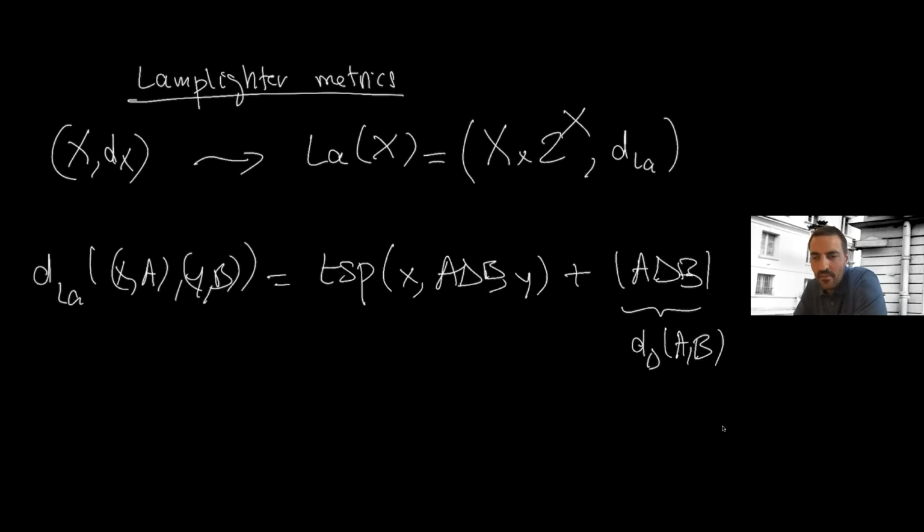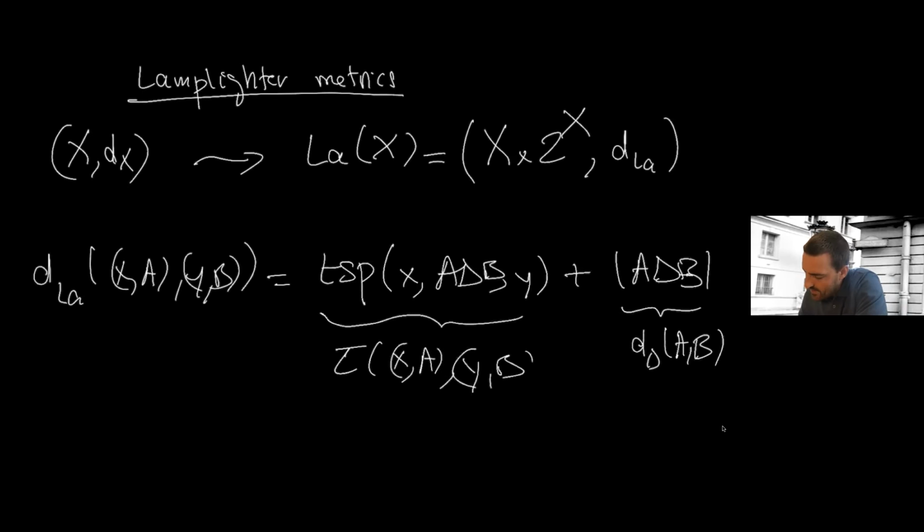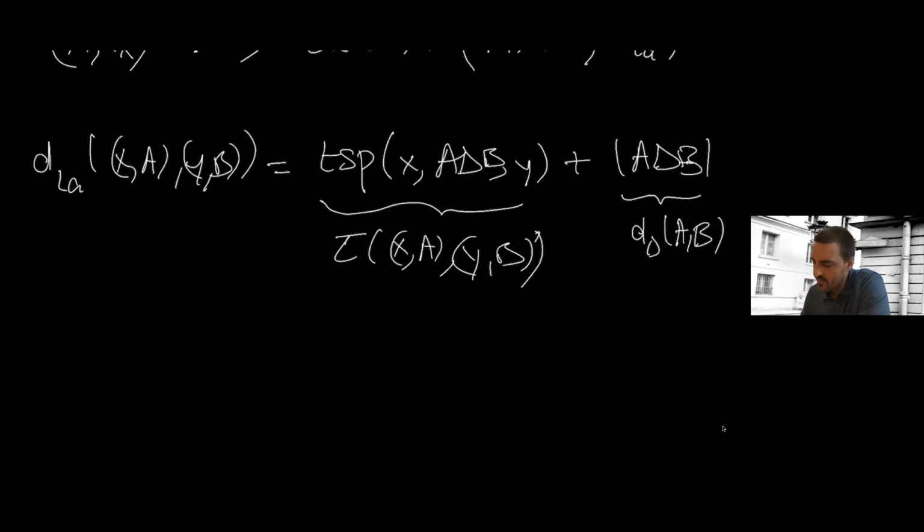So this is a well-known metric, and this part here that I will denote by tau of (x, A), (y, B). So this is what we'll call the traveling salesman semi-metric. It's actually not a metric because you can have points that are distinct but such that this quantity is 0. But this is really a minor detail. When you add the symmetric difference metric, then you recover a genuine metric.